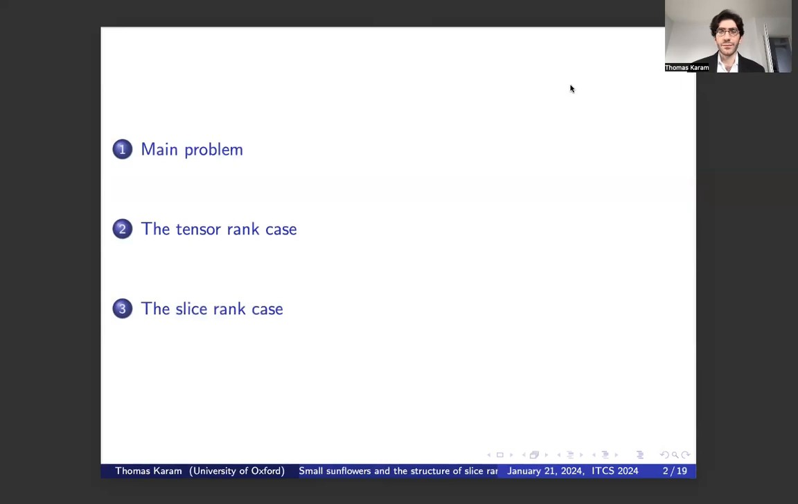So first, I'll discuss a little bit what the main problem is. Then I'll mention the case of the tensor rank, which is substantially simpler than that of the slice rank, and then we'll go over the main difficulties and results.